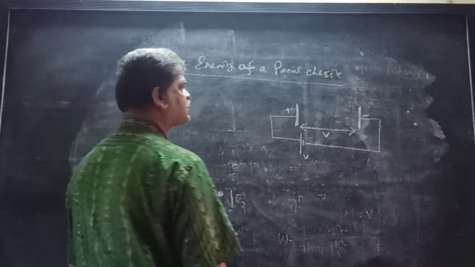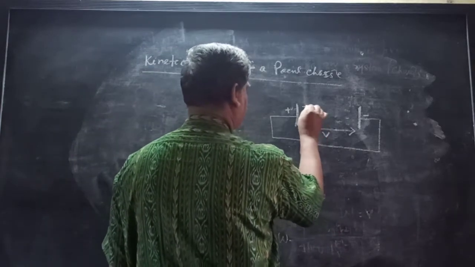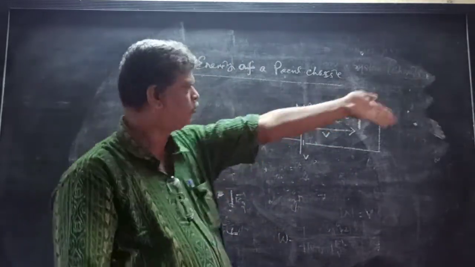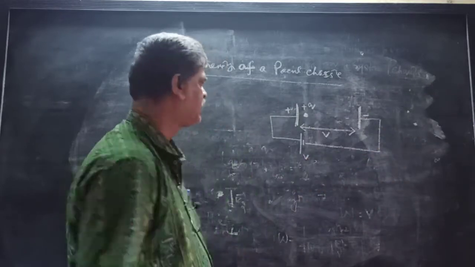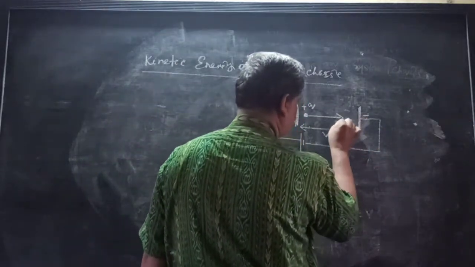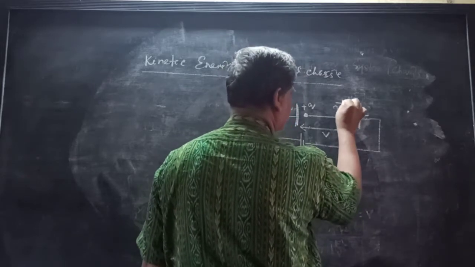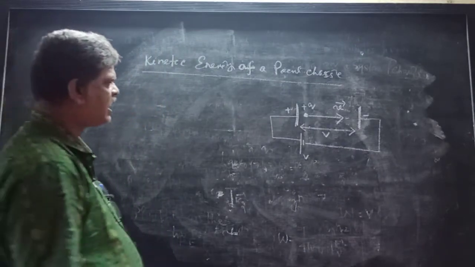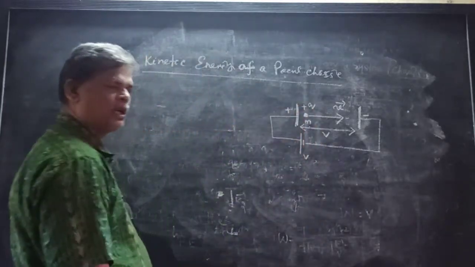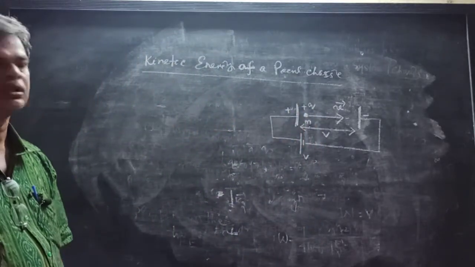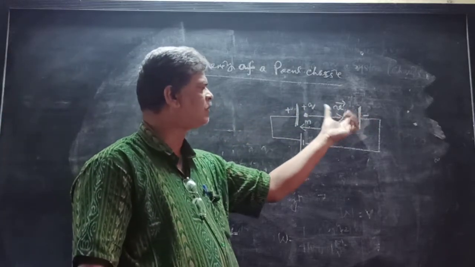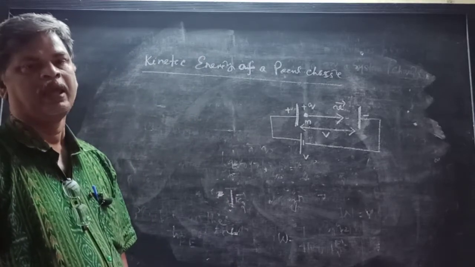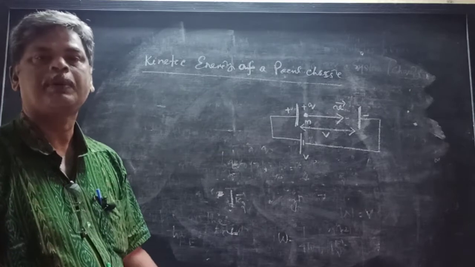So if we place here a positive charge q, then what will happen? It repels the charge and it moves towards the negative. It is accelerated towards the negative and acquires a velocity v when it reaches the negative electrode. The mass is m. When the charge q reaches this point and acquires a velocity v, what is the kinetic energy of the charge? This kinetic energy is equal to half mv square.